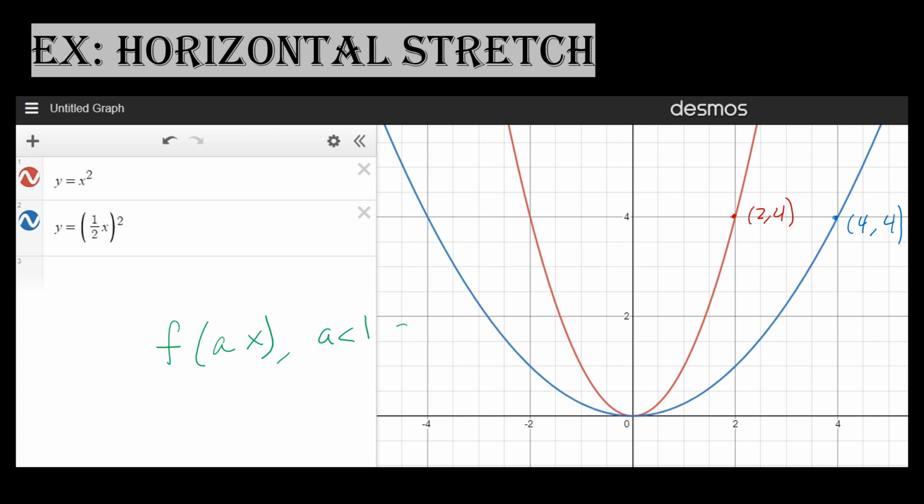So if I can kind of summarize this, if a is less than 1, we're looking at a stretch. And if a is greater than 1, we're looking at a compression.